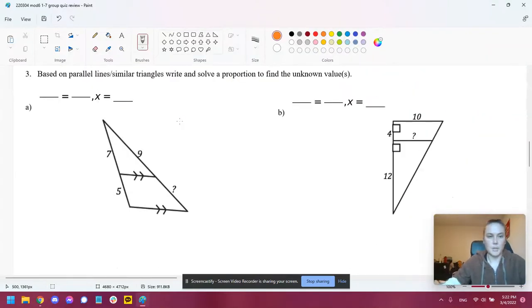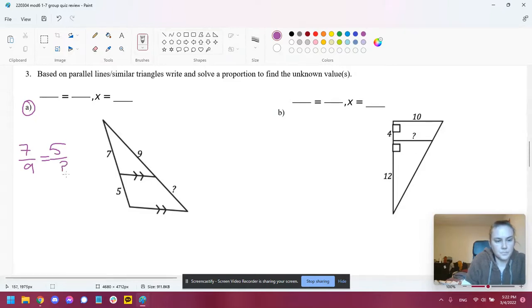Okay, on to page 2. Based on parallel lines and similar triangles, write and solve a proportion to find the unknown value. Okay, A is kind of like the one we just did, right? All of our stuff is on the sides, so we can just say 7 divided by 9 is equal to 5 divided by question mark. So this one over this one equals this one over this one, or left over right equals left over right.